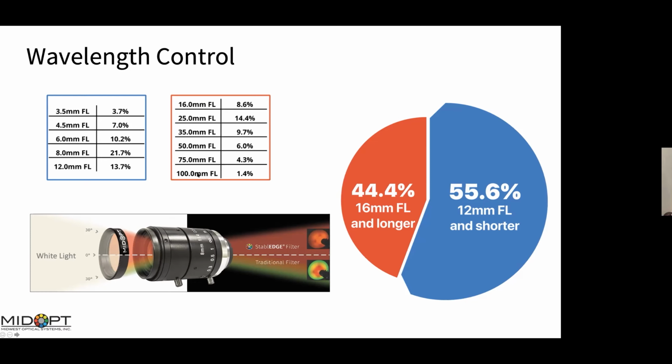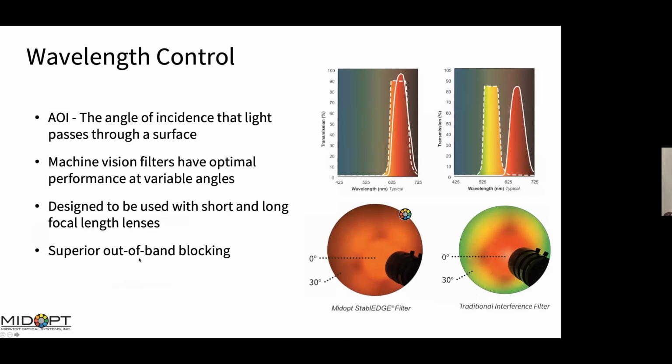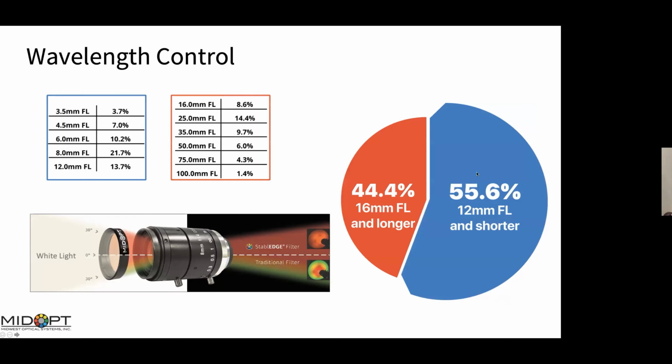But because of these wider angles, especially around the edges of the lens, when the angle is so steep, you're introducing much steeper angles. And if you have a filter where the passband shifts at those angles, again, you can be seeing some blocking instead of passing when you need it. So that's another reason to keep in mind why wavelength control is extremely important.